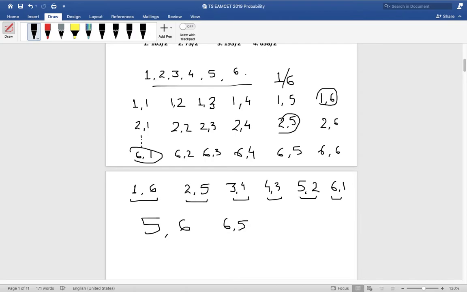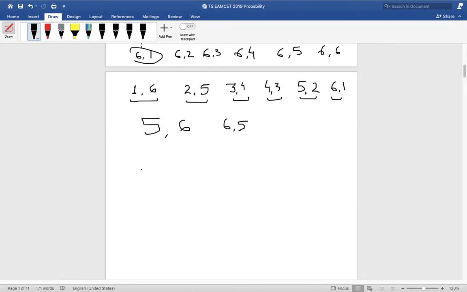But in how many ways can we roll the dice? 6 into 6, it's 36 ways you can roll the dice. For the sum equal to 7, you have 1 2 3 4 5 6 possibilities. For the sum equal to 11, there are only two possibilities. The total possibilities are 36. For the sum to be 7, there are 6 possibilities, and for the sum to be 11, there are 2 possibilities.